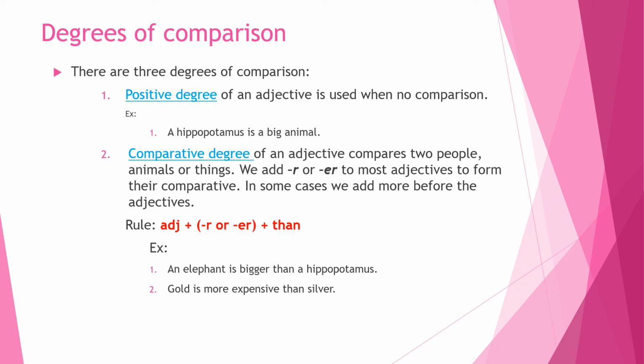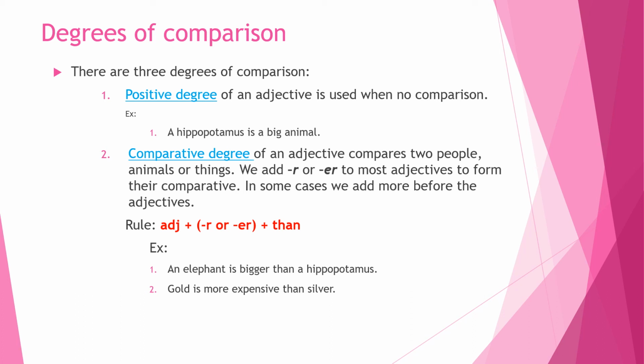So, we apply the rule adjective plus er plus than to this sentence. The adjective is big. We add er and than to make it a comparative degree. So, an elephant is bigger than a hippopotamus. Comparative degree is used when we compare two people or animals or things. In the next example, gold is more expensive than silver.